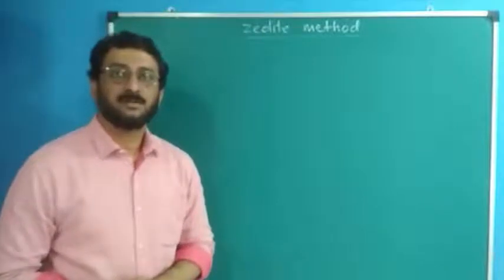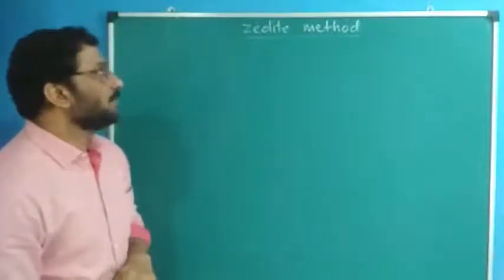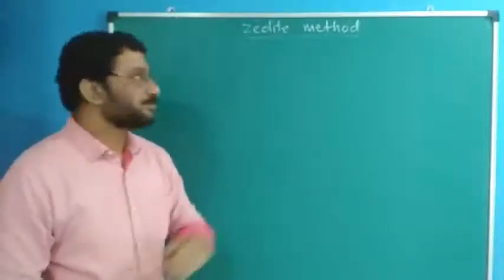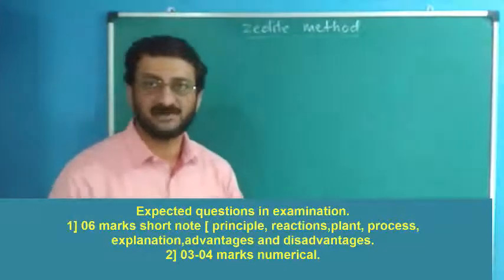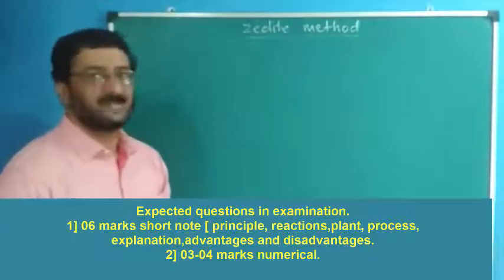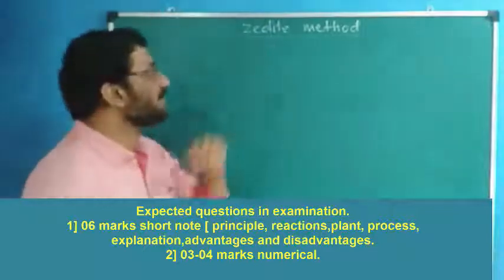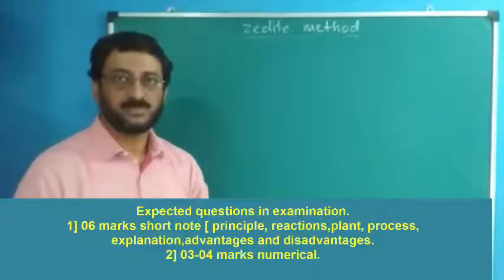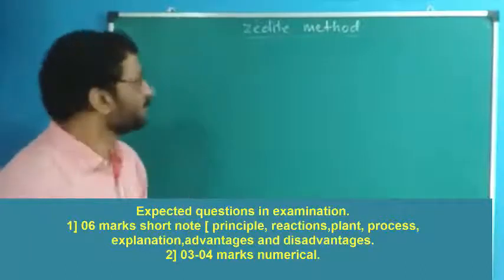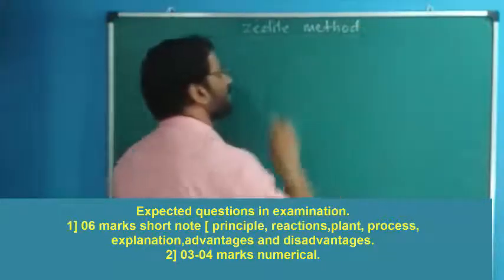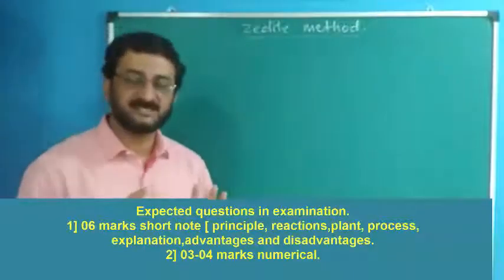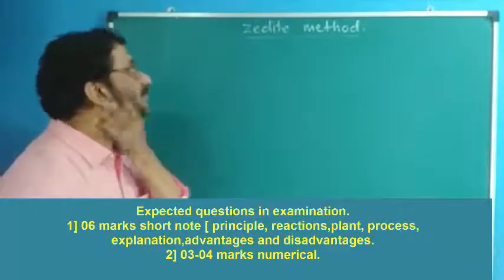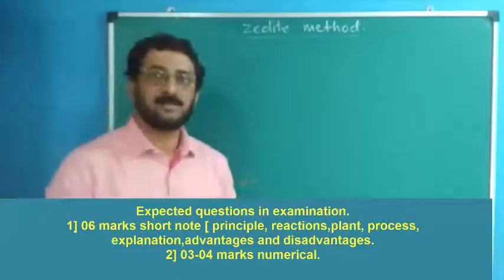Zeolite. In this lecture, we'll study a 6 marks short note on the zeolite method of water softening. In your syllabus, 2 methods are there. This one is called the zeolite method of softening of water, or also called the permutit process. We expect a short note on this for 6 marks or a numerical for 3 to 4 marks. Accordingly, we'll collect the content.